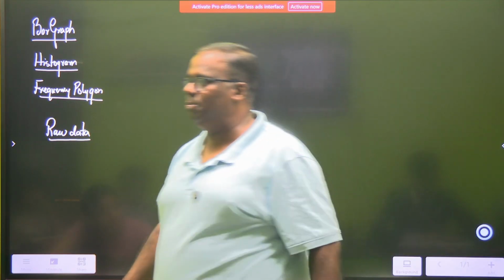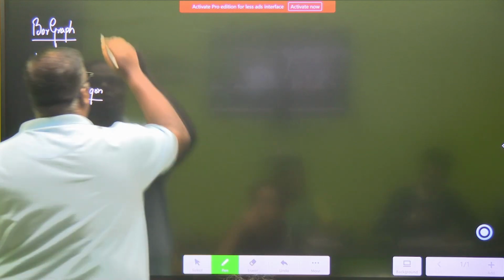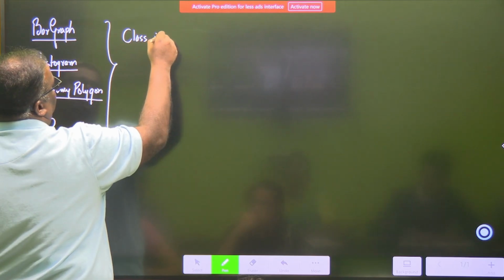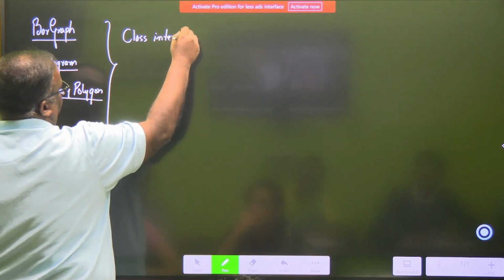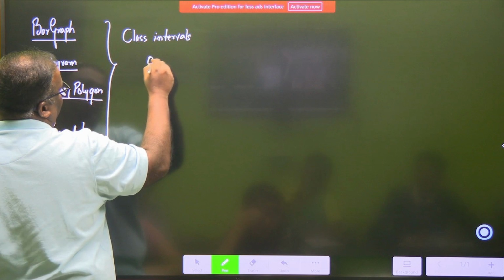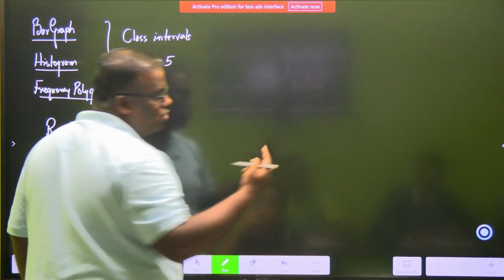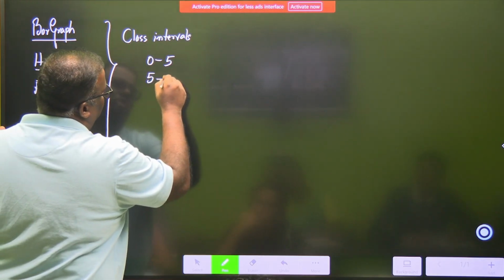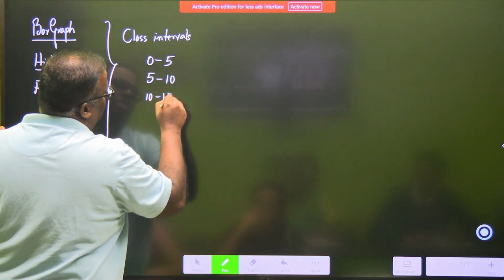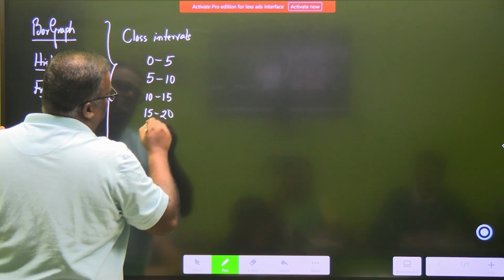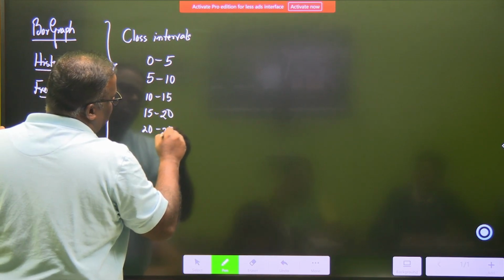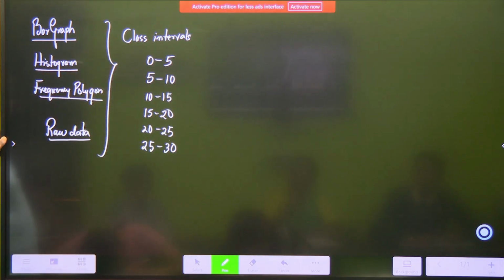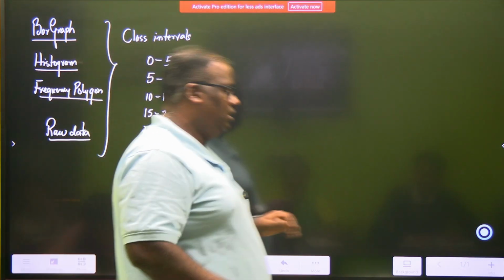So one way to represent that is to make something called class intervals. In class intervals, I divide the marks like 0 to 5 marks. How many children scored from 0 to 5? Similarly, I say 5 to 10, 10 to 15, 15 to 20, 20 to 25, and since it was a 25 marks test, I have written 25 to 30. Full marks was 25. This is the distribution.